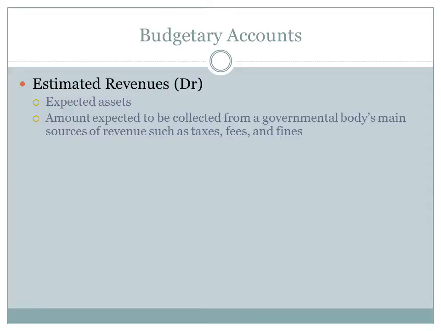And these are expected assets. These are the amounts that are expected to be collected from a governmental body's main sources of revenue, such as taxes, fees, or fines.